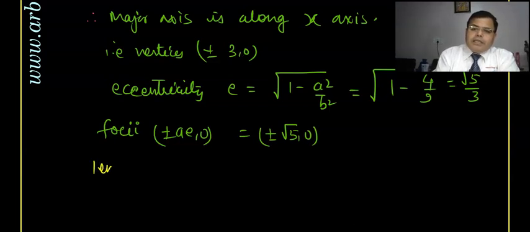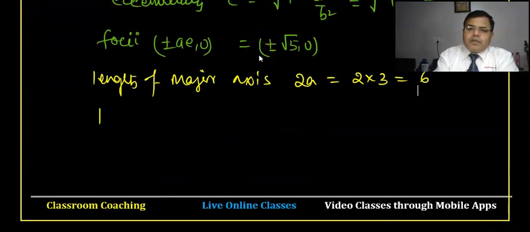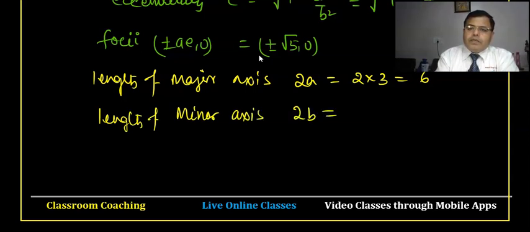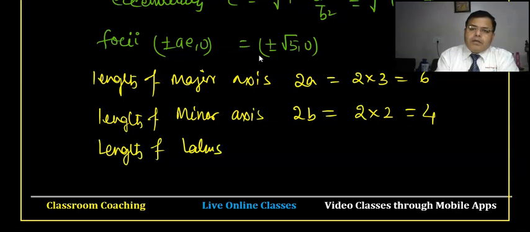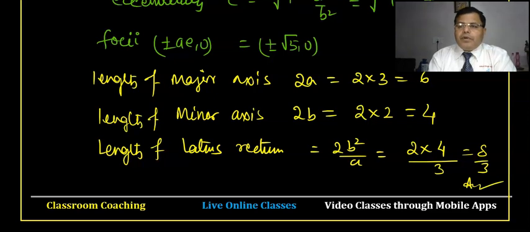Now length of major axis is 2a, that is 2 into 3, which is 6, and length of minor axis is 2b, that is 2 into 2, which is 4, and length of latus rectum is 2b square by a, that is 2 into 4 by 3. So this will be 8 by 3. That will be the answer. So length of latus rectum is 8 by 3. So I hope you got all these things. Having done all these, let us discuss some more questions.